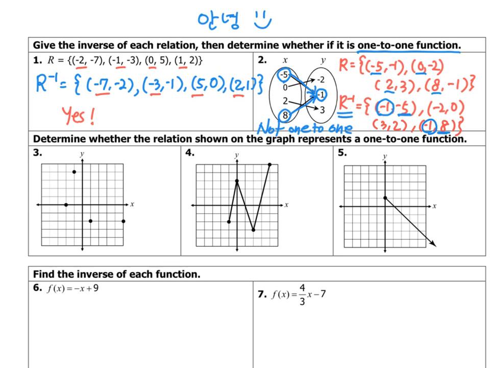Numbers 3 to 5, you are using the horizontal line test. So you draw the horizontal line on the graph. If there is any intersection more than once, then it is not a one-to-one function. So numbers 3 and 4 are not one-to-one functions. Number 5, yes, it is a one-to-one function.